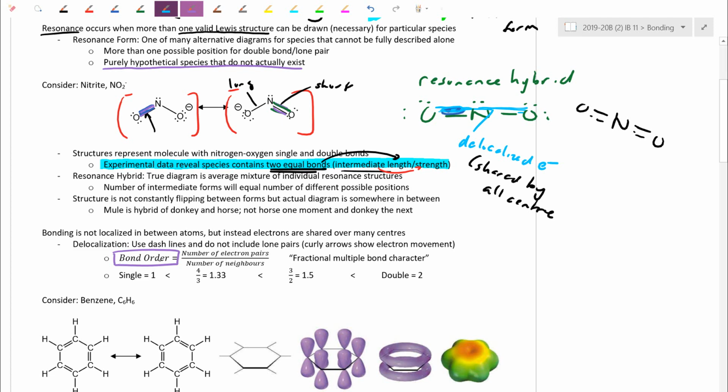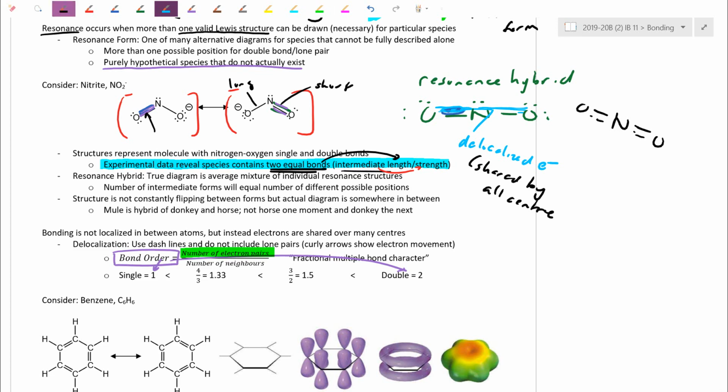So something that has a bond order of 1 is just a single bond. Something with a bond order of 2 is referred to as a double bond. In this case here, how are you going to find this bond order? This time you're going to look at the number of electron pairs. Look at the central atom. How many electron pairs am I potentially sharing?